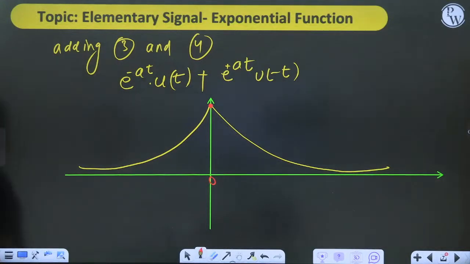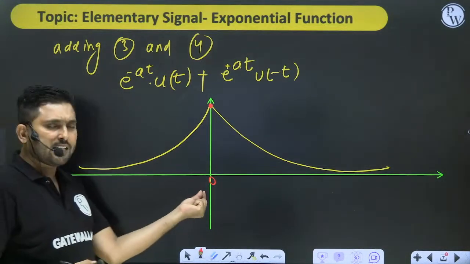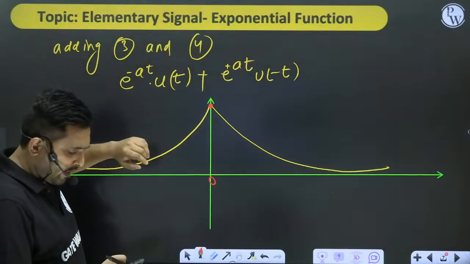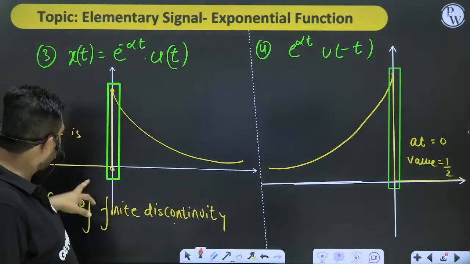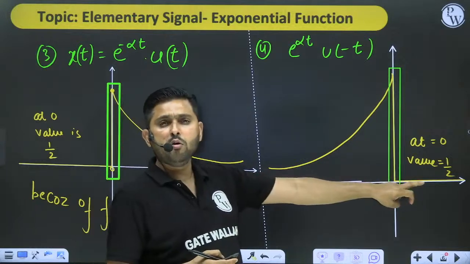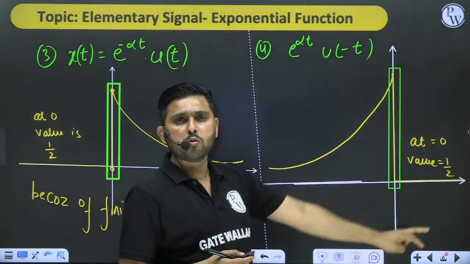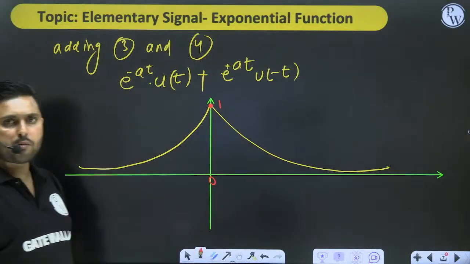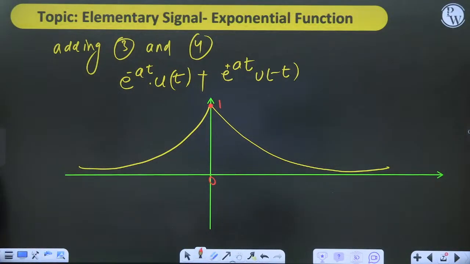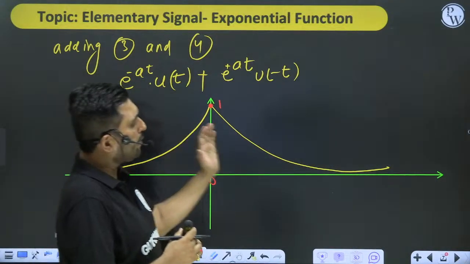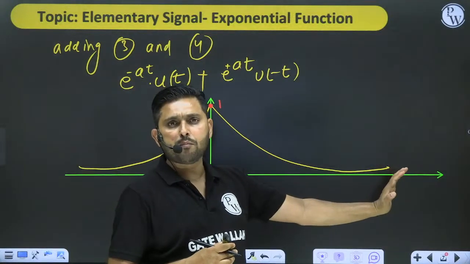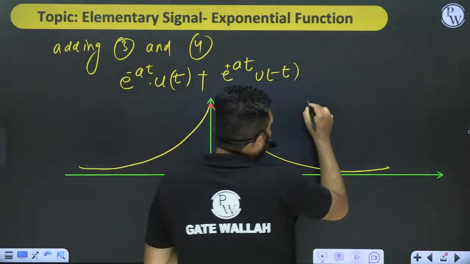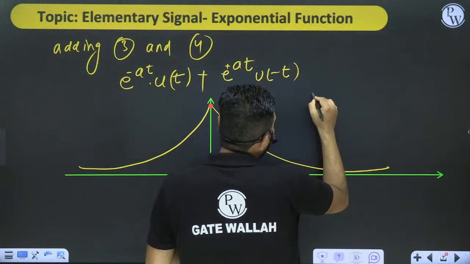Listen carefully. At t equal to 0, the value here is, I told you, 1 by 2 and here also 1 by 2. So 1 by 2 plus 1 by 2 becomes how much? It is 1. So what I'm saying is that this is a complete umbrella function. But mathematically, I will write it in this way. It is a function.